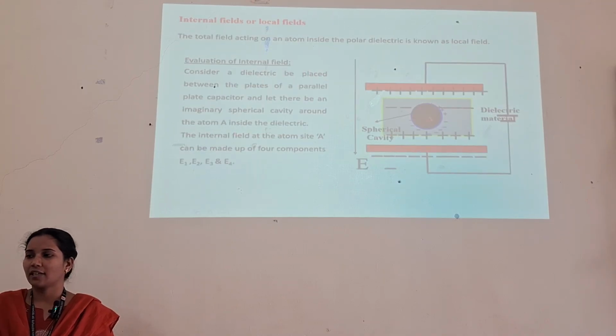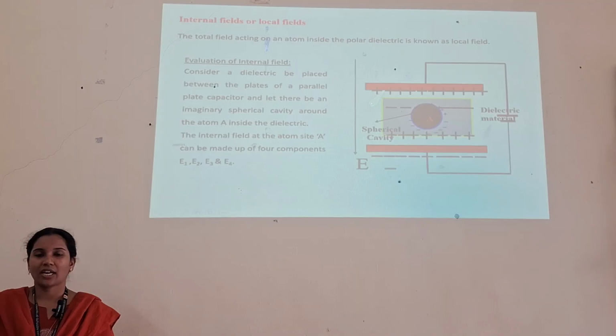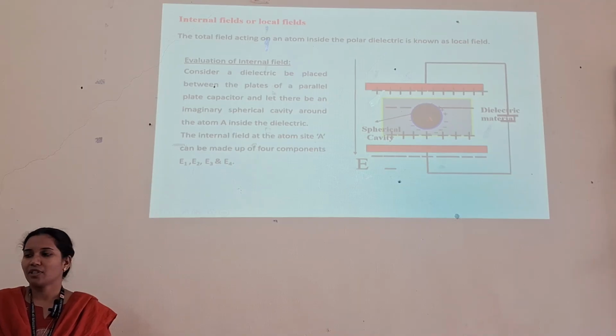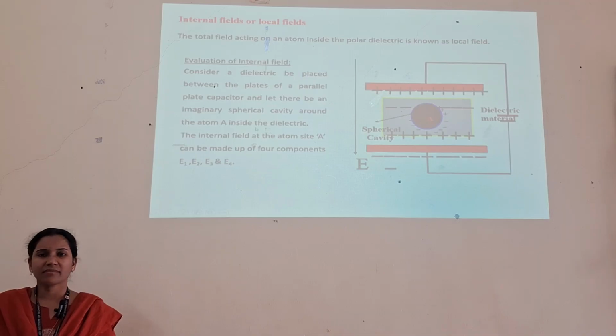Next one is internal fields or local fields. The total field acting on an atom inside the polar dielectric is nothing but the internal field or local field. It is also known as the Lorentz field. How is this internal field evaluated? Consider a dielectric placed between the plates of a parallel plate capacitor, and let there be an imaginary spherical cavity around the atom inside the dielectric.